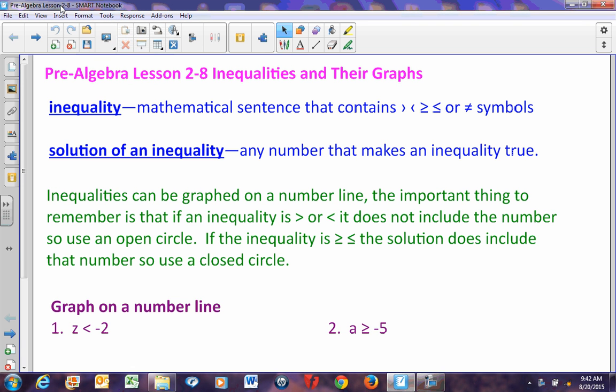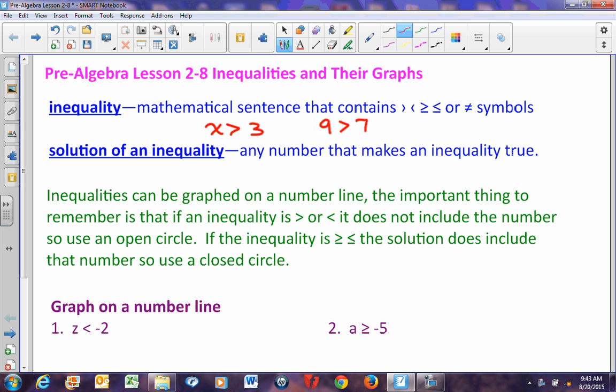This is Pre-Algebra Lesson 2-8, Inequalities and their Graphs. An inequality is a mathematical sentence that contains a greater than, less than, greater than or equal to, less than or equal to, or a not equal to symbol. Something similar to this, I have written down x is greater than 3. That's an inequality. I can have a number written down, 9 is greater than 7. That's still an inequality. The solution of an inequality is any number that makes the inequality true.